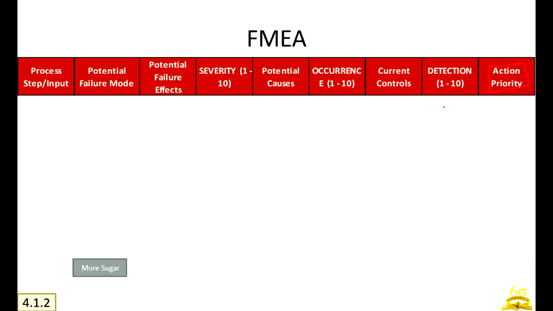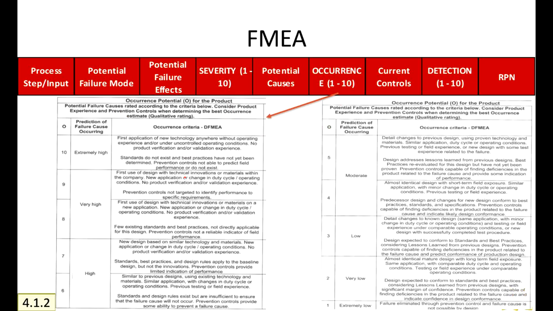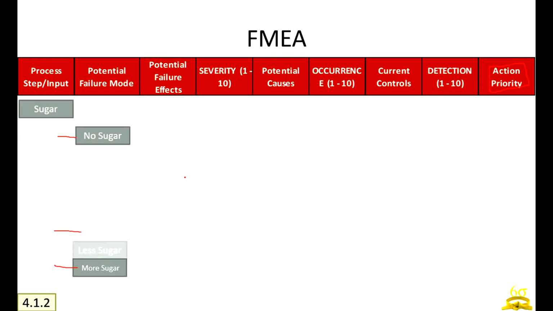So let's take this example forward and take the input as sugar only. What are the failure modes? One failure mode is no sugar at all, another can be less sugar, and another can be more sugar. So the customer says my tea did not have any sugar, my tea had less sugar, my tea had more sugar. I have taken sugar as input 1. Please keep it in mind, because when you actually do it, it is really complicated.